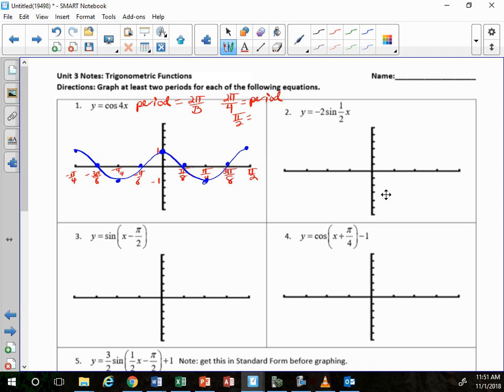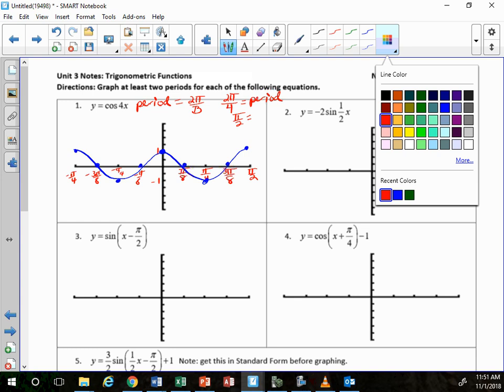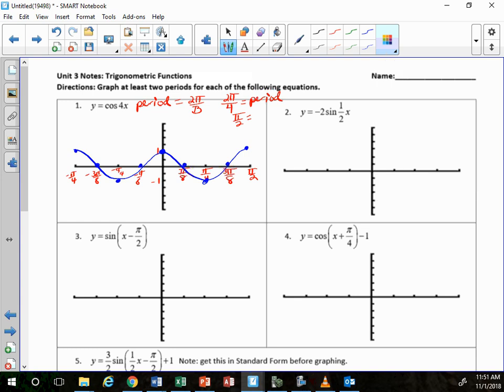What's happening on 2? Yeah, we've got that -2 in front and a b value, right? Okay, let's label first. What is b? 1/2. What does that make the period of this graph? 4 pi. Yes? 4 pi, yes. Getting close to Thanksgiving, pi, you know, all good. That's 4 pi.